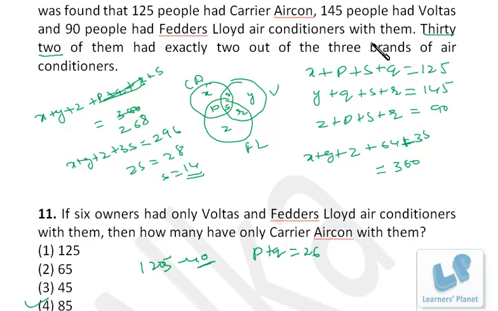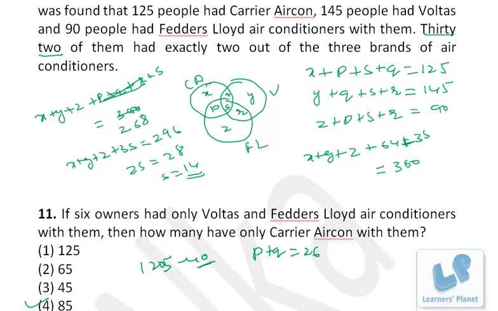Just be very careful. P plus Q plus R, that is exactly 2, is 32. That's already given. Out of this, 6 are having only Voltas and Feathers. That means R is actually 6. So P plus Q we get 26. P plus Q is 26 as we already have, and the total of this circle, it's already written over there, that's 125. So X can be obtained easily. Okay. See, once you have drawn the Venn diagram, after that all the problems will be very easy to solve. Very quickly you can answer each and every question.